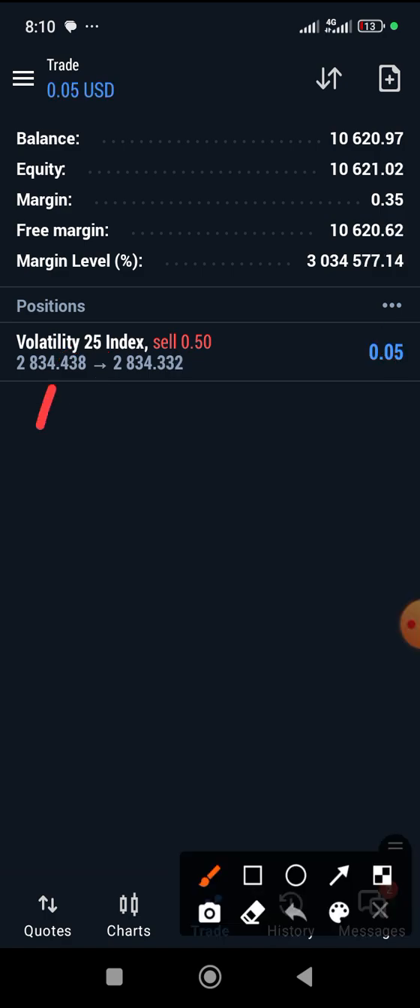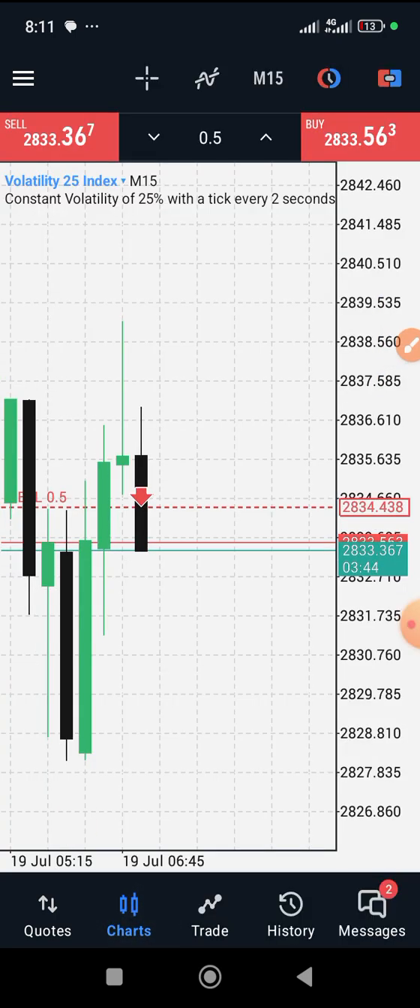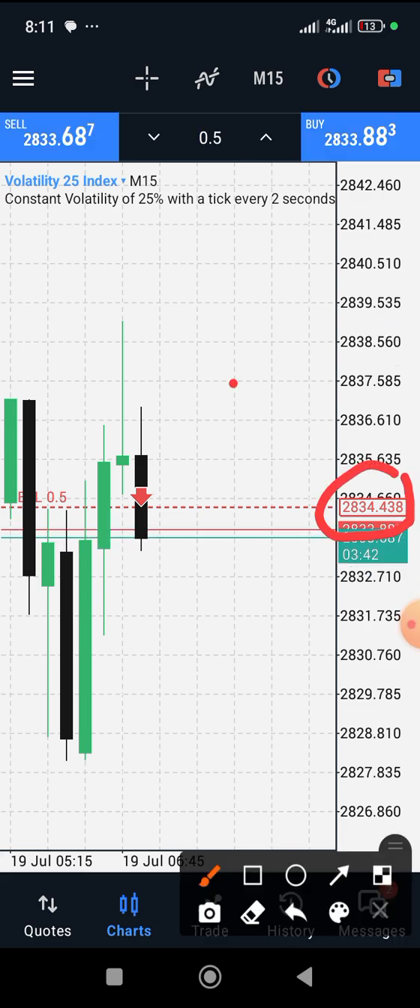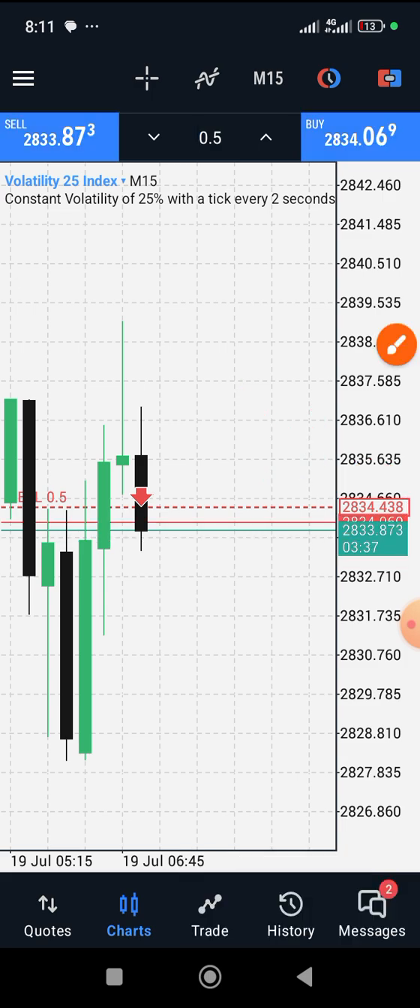Look at it here. The particular price I sold this asset, at the point where I said from this price the market would come downwards, is 2834.438. That's the particular price where I said the market price of volatility 25 index will start coming downwards. As you can see, look at the price here at the right hand side of my screen.